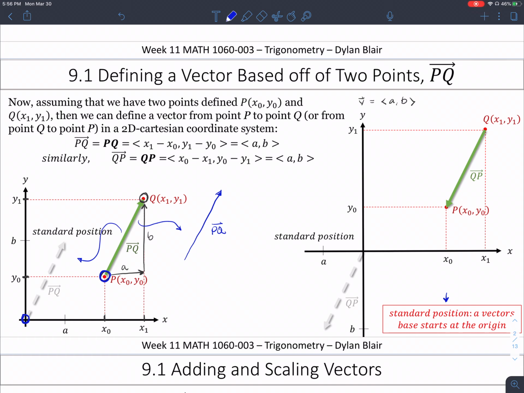Okay, this makes it very easy for us to conceptualize and perform a lot of calculations on vectors when we have it in its standard position, because we know the x-coordinate corresponds just to a and the y-coordinate corresponds just to b, rather than having these two x-coordinates and these two y-coordinates.